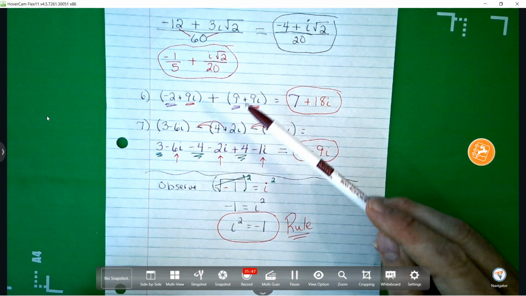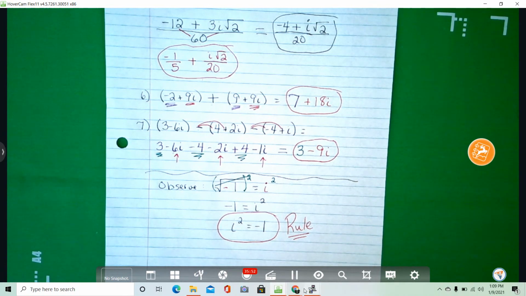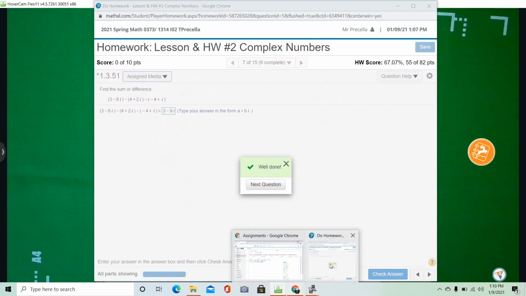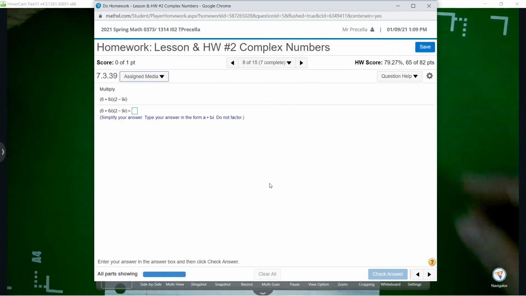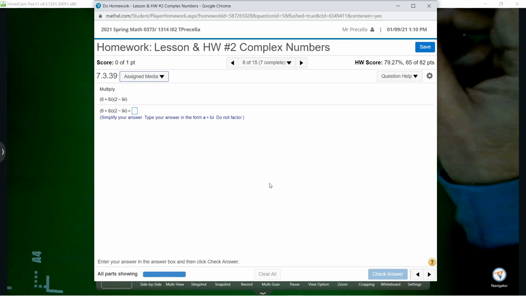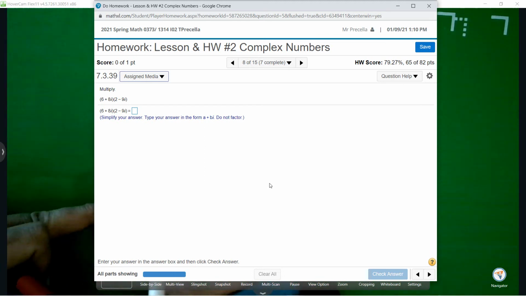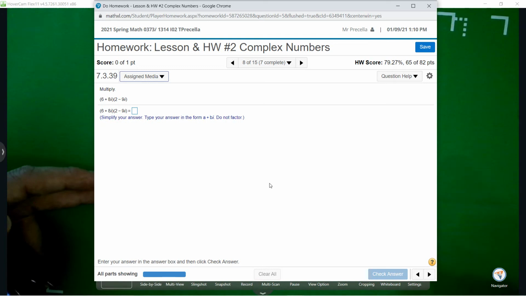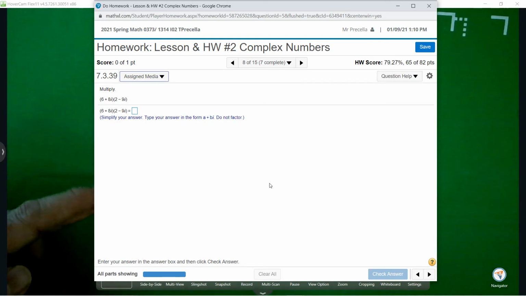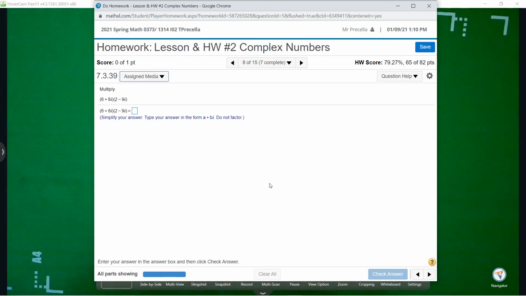We've added complex numbers, subtracted. The next problem, number 8, we're going to start multiplying complex numbers. Look at number 8. Move this up and write out the problem. It says 6 plus 8i times 2 minus 9i. 6 plus 8i times 2 minus 9i.